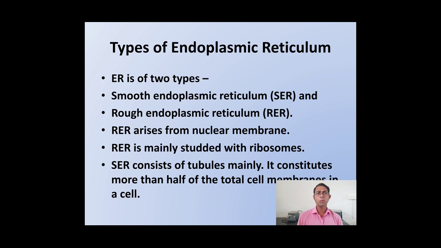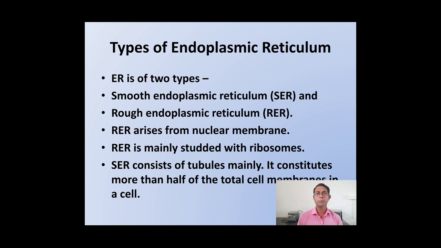Now what are the types of endoplasmic reticulum? There are two types: smooth endoplasmic reticulum and rough endoplasmic reticulum. As we know, rough or smooth refers to the touch or appearance. When we talk about rough endoplasmic reticulum, there is an addition of ribosomes on the endoplasmic reticulum, and that's why it is known as rough endoplasmic reticulum. Whereas smooth endoplasmic reticulum has no inclusion of ribosomes, and that's why it looks smooth.